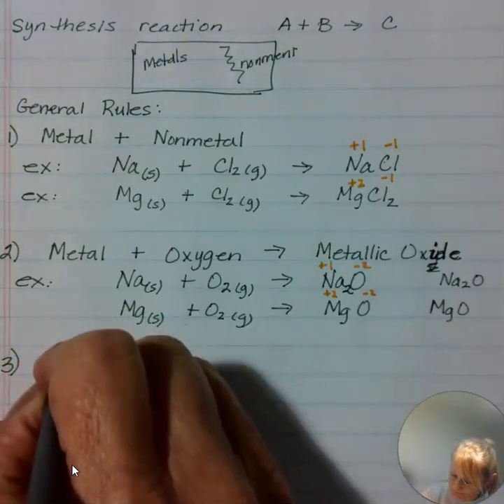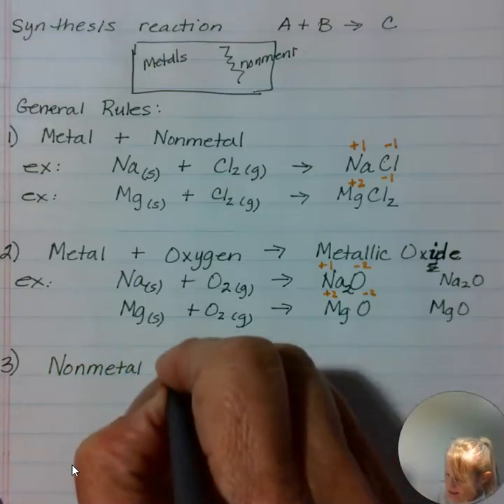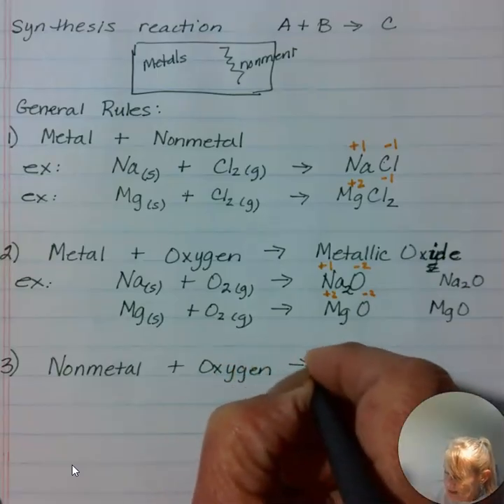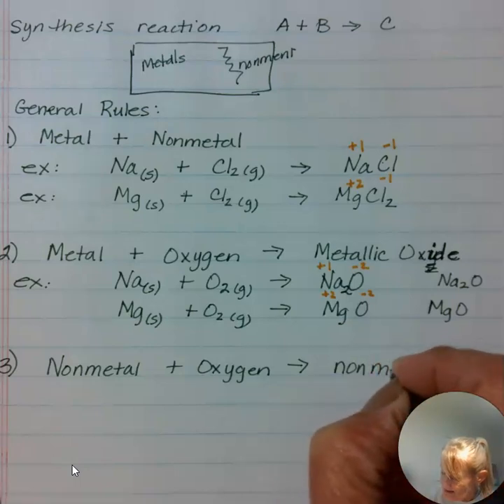This one, if I have a nonmetal and I add it to an oxygen, okay, in this case, it's going to make a non-metallic oxide.